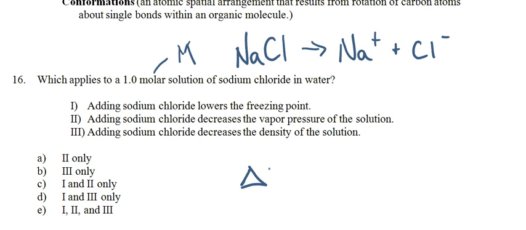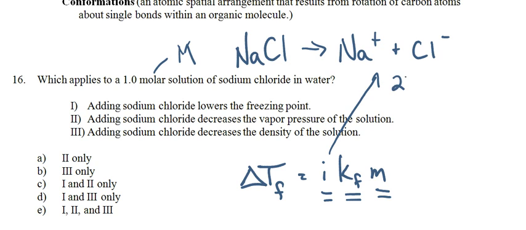So again, the equation, even though you're not doing the equation, you have this for lowering the freezing point. m represents molality, Kf is your constant for the freezing point depression, and i is your Van't Hoff factor, which in this case is 2, because we have 2 particles that are dissociated from that 1 molecule. So yes, that one is true.